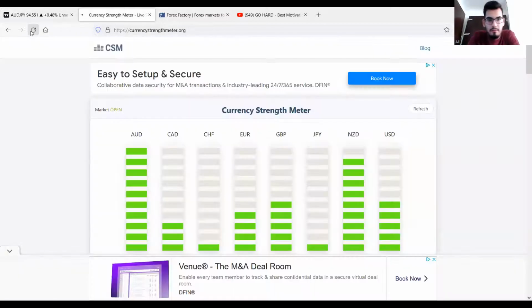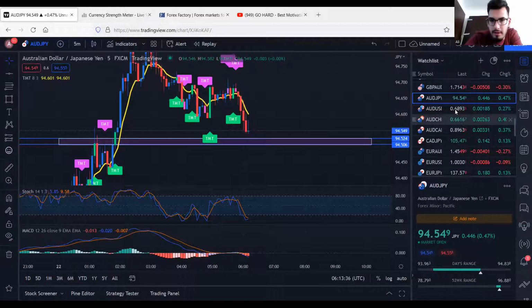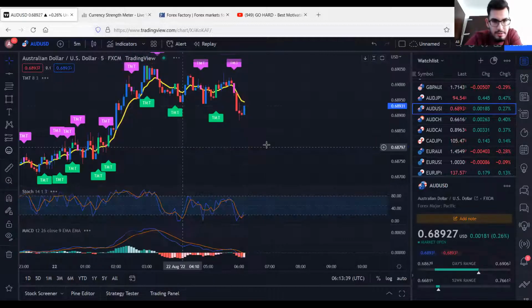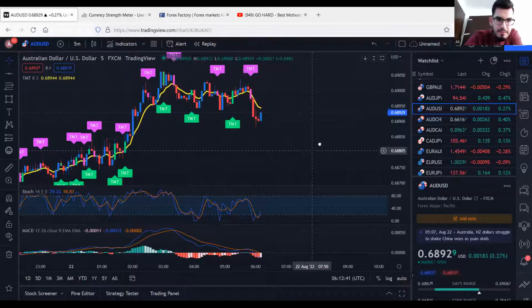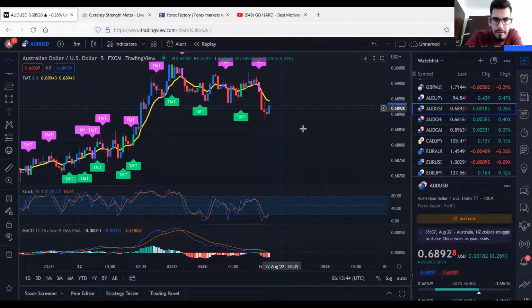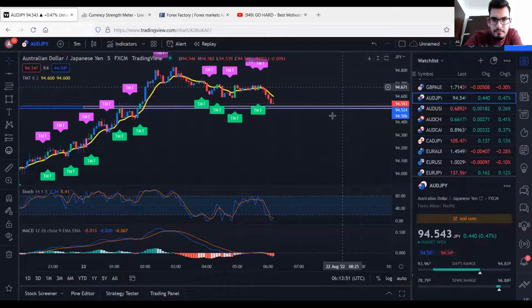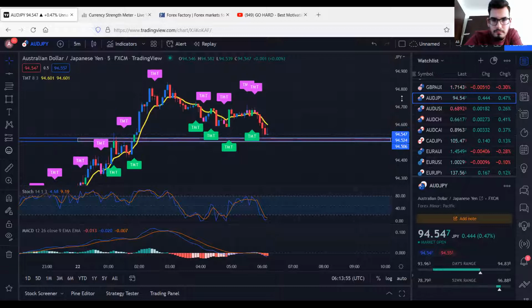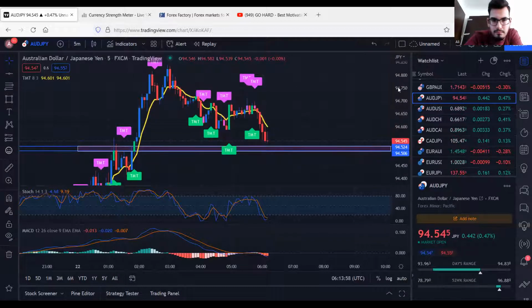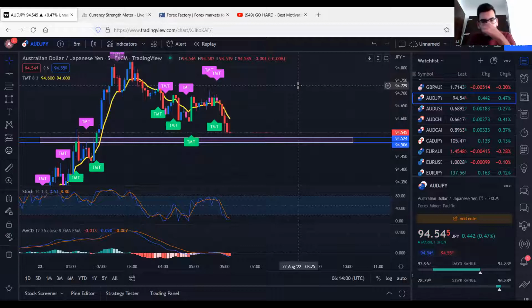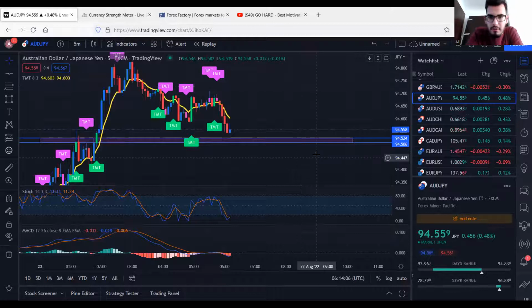Okay, let me refresh it. Let's look at AUDUSD. That's another currency pair that I love looking at. AUDJPY and AUDUSD seem to be having a similar move already. All right, I would avoid AUDUSD for now. Let's see what AJ will do, if it will actually push lower or will it start bouncing up from there?